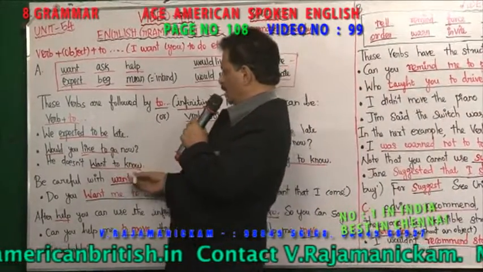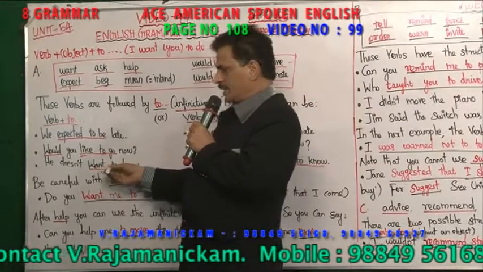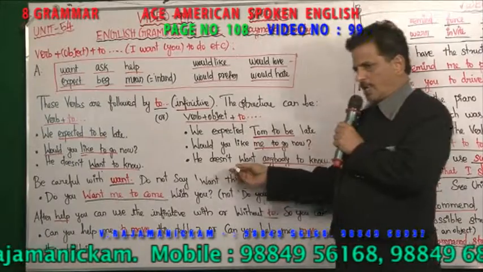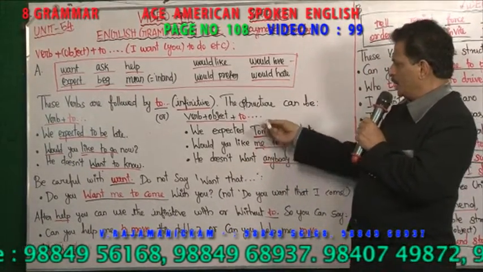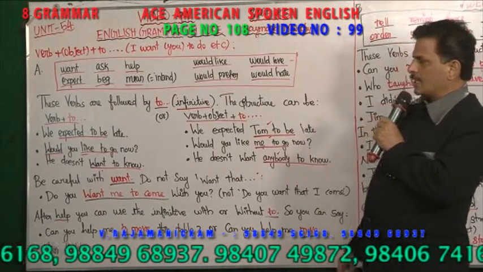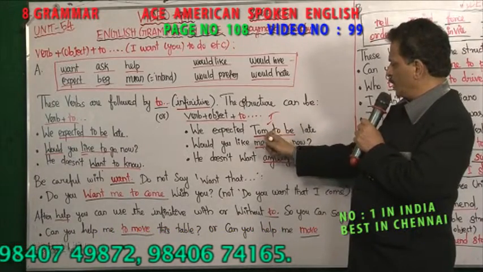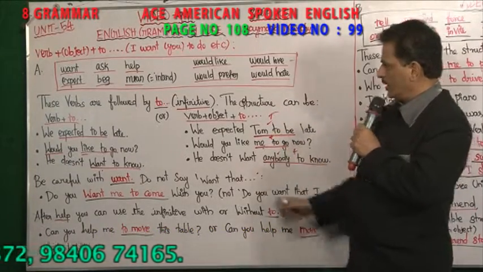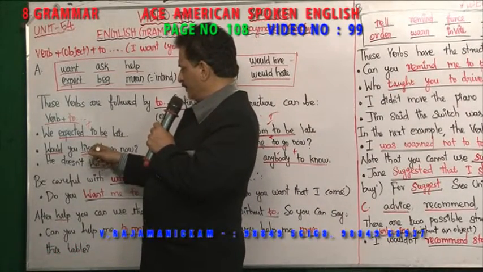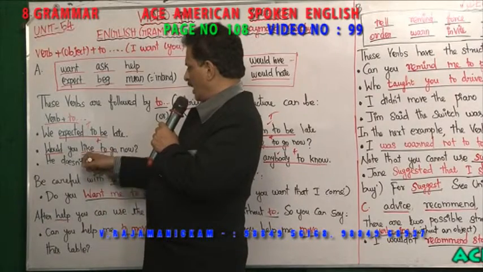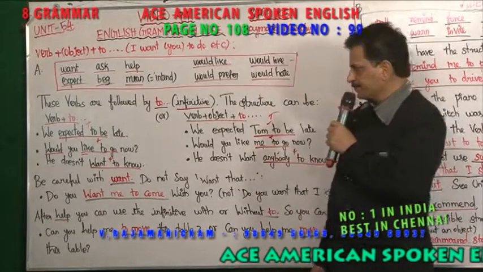He doesn't want to know. After want, you're using an infinitive, to know. Here, he doesn't want, an object is not taken. He doesn't want anybody to know. Anybody. So, Tom, me, anybody are objects, and after the object you're using to be, to go, to know. Here you are not using an object. After expected you are using to be. After would you like, you are using to go. After doesn't want, you are using to know. Object is not there. You got it?